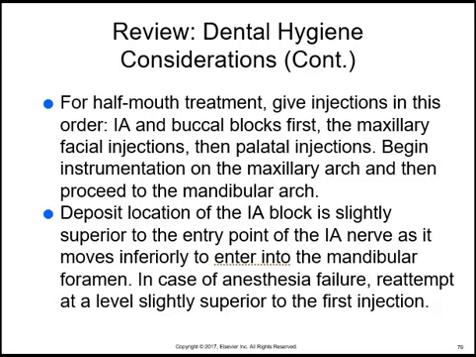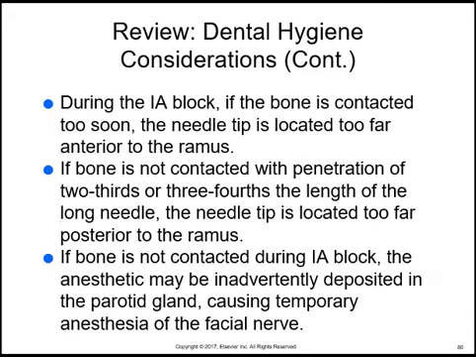For half mouth treatment, you want to give injections in this order. So IA and buccal blocks first, the maxillary facial injections, and then the palatal injections. And you want to begin instrumentation on the maxillary arch and then proceed to the mandibular arch. The deposit location of the IA block is slightly superior to the entry point of the IA nerve as it moves inferiorly to enter into the mandibular foramen.